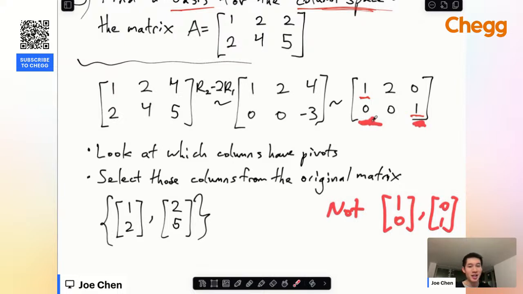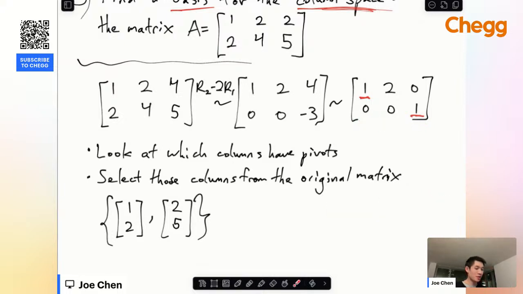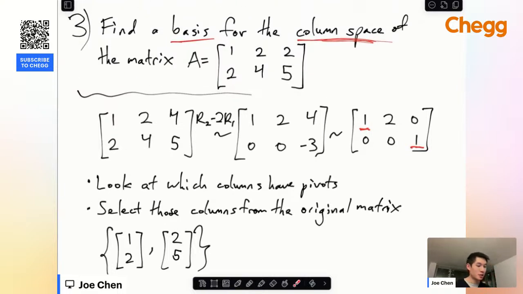Technically in this case, if you checked, it would actually be the right answer. But in general, it will not be correct. And so you have to make sure you go back to the original matrix. That should make sense for this reason. Let me explain it like this. Remember that the column space is the span of all the column vectors.